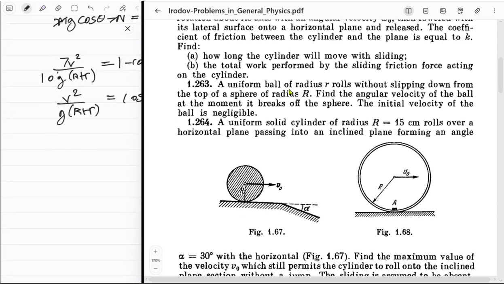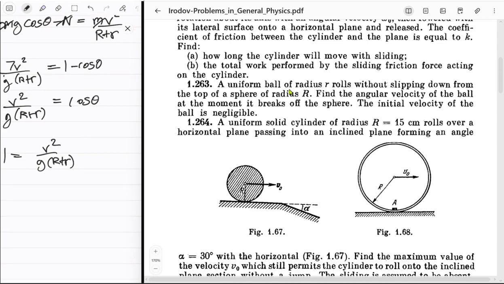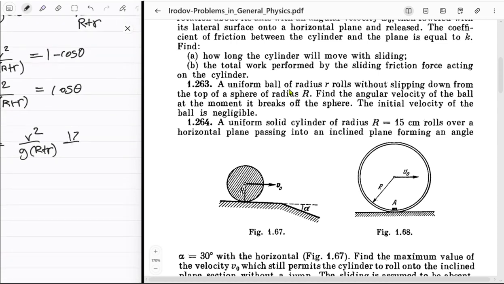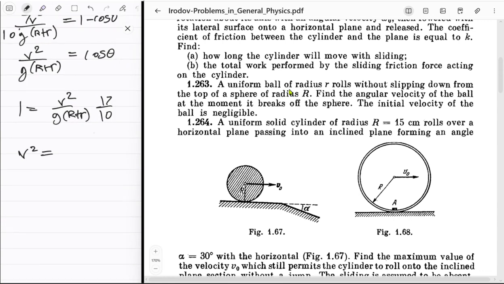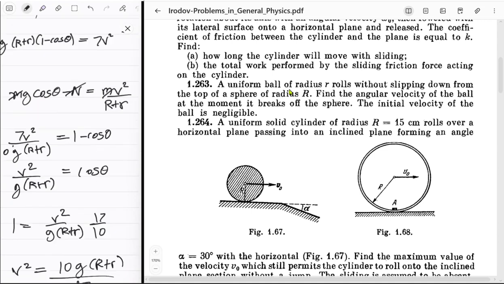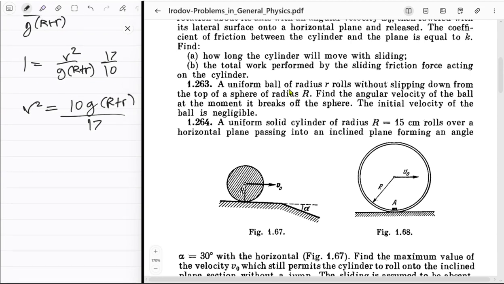And then just add. So 1 is equal to v squared upon g times of R plus r, and then you got 7 upon 10 plus 1, right? Which is 17 upon 10. So you got your v square. V square is 10g R plus r upon 17. Is that right? Yeah. And then, okay, v is just square root of that thing.